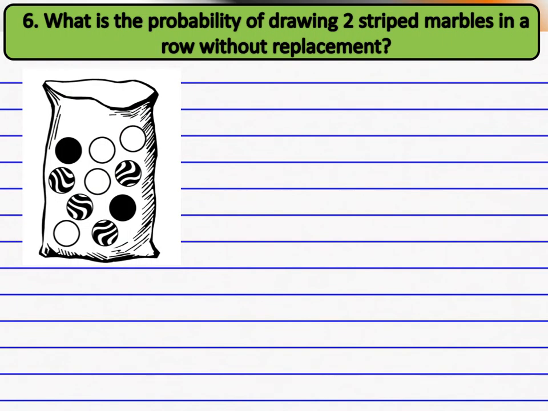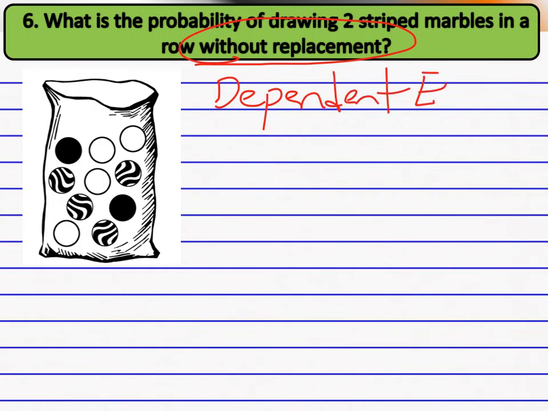Okay, so now we have marbles. Now marbles, remember, you could take something out and leave it out, or you could put it back in. So think about this. We have to read it very carefully. And it says without replacement, meaning I'm leaving it out. So this is, again, a dependent event, meaning that the denominator is going to change on my fractions.